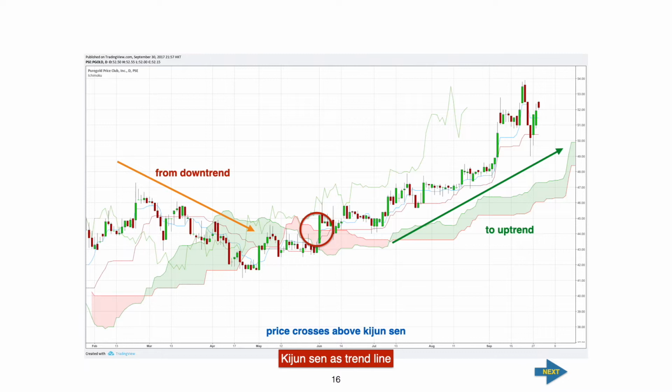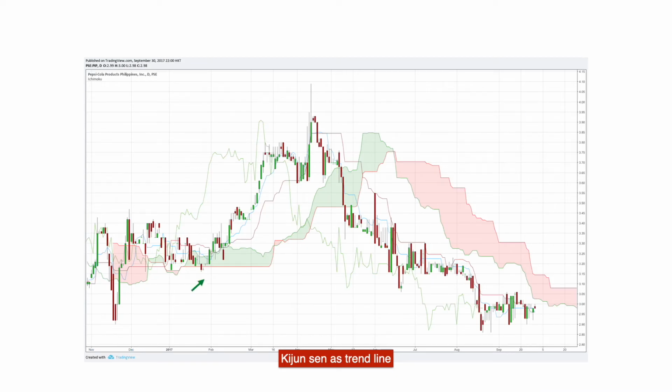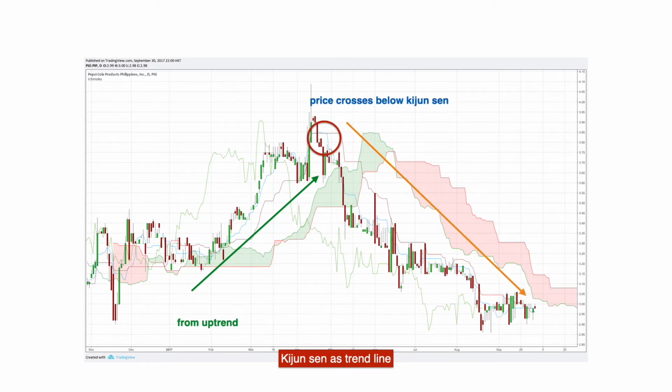The opposite happened in this chart. Price had been trending above the Kijun Sen line for several months and served as the medium-term support line. And then price reversed and dropped below the Kijun Sen line. The Kijun Sen's role shifted from a medium-term support line to a medium-term resistance line. And the trend shifted from bullish to bearish.